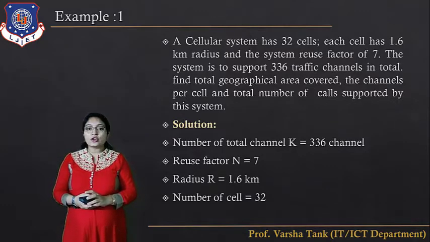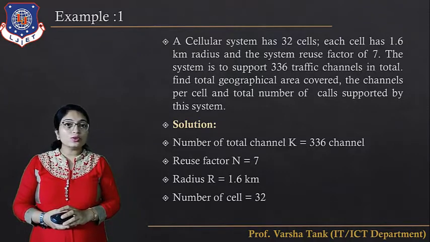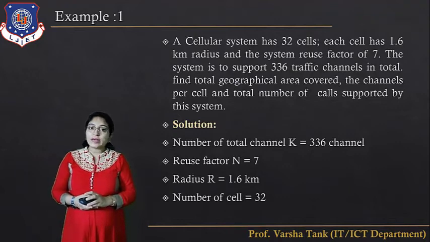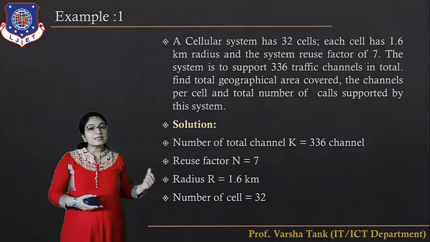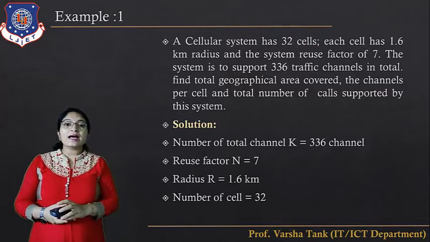So let's start the solution of this example. The number of total channels K is given, that is 336 channels. Reuse factor N is given, that is equal to 7. Radius is given, that is 1.6 kilometer. Then the number of cells is 32.